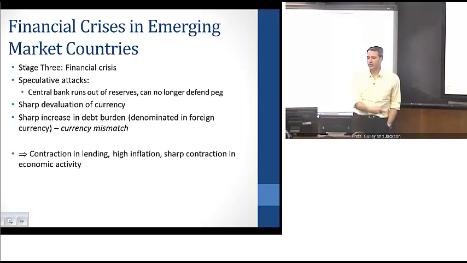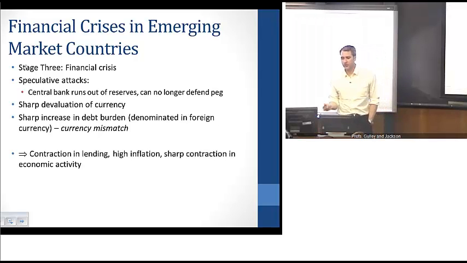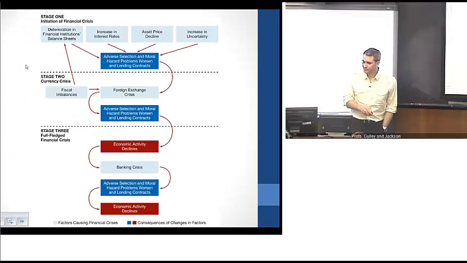You get a big contraction in lending. You often have high inflation as a result. And you can also get a sharp contraction in economic activity as well.